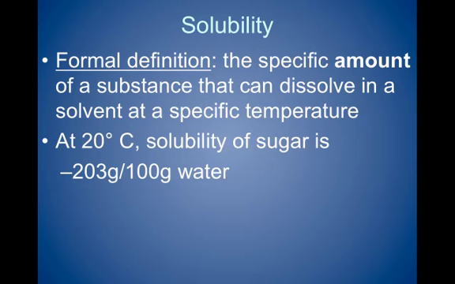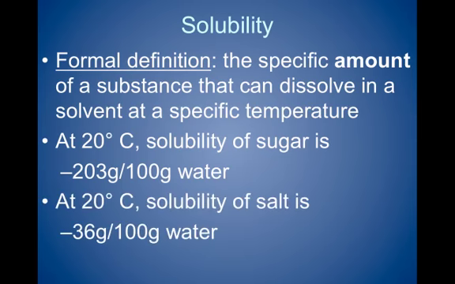So this is an example of solubility. At 20 degrees Celsius, the solubility of sugar is 203 grams per 100 grams of water. So in 100 grams of water, you can fit 203 grams of sugar. At the same 20 degrees, the solubility of salt is only 36 grams. So if you were to have 100 grams of water, you could only fit 36 grams of salt in that. And after that, it would be what's called saturated. And we'll look at that a little bit later on.